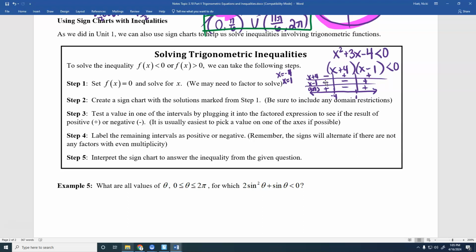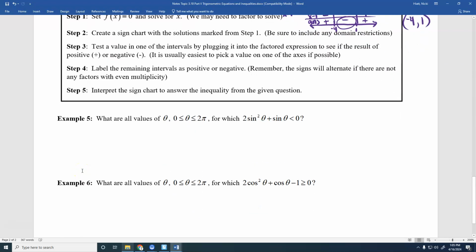Which ones would be my answers, the positives or the negatives? The negatives, because this is less than 0, so that tells me I'm looking for the negatives. So right here would be my answer, and I would have negative 4 to 1 would be my answer for that. Okay, so that's review. That's what we were doing when we did this with quadratics, right? It's going to be very similar, just a little more difficult because it's unit circle values whenever we're doing things like example 5.